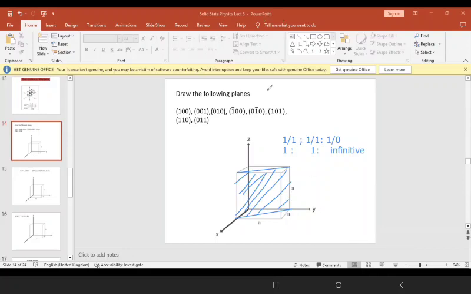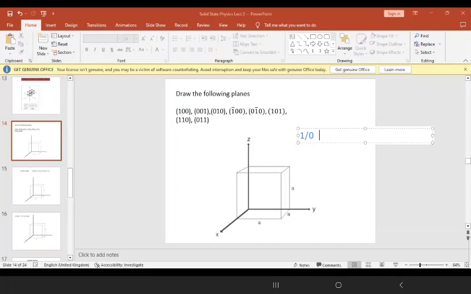Can you just try 0, 1, 1? Within 5 minutes, can you send me the answer for 0, 1, 1? Okay, I will discuss 0, 1, 1 because the time is not enough for that.